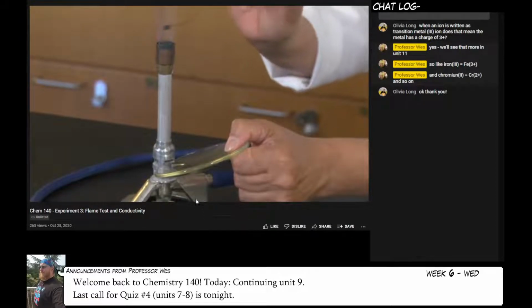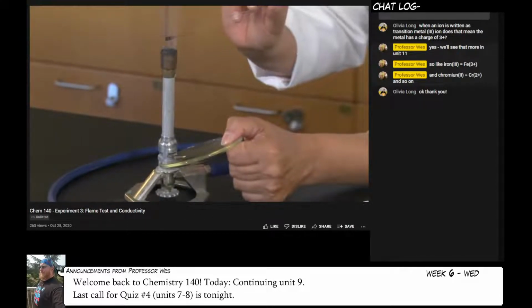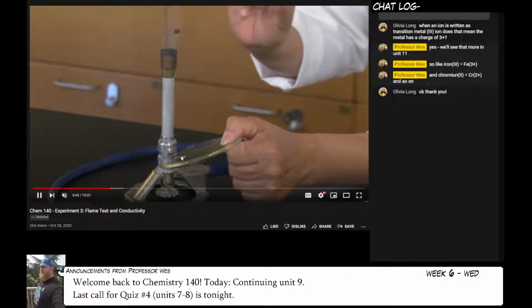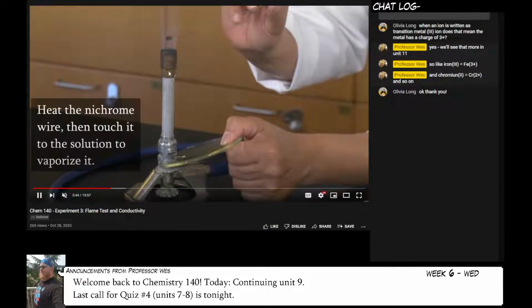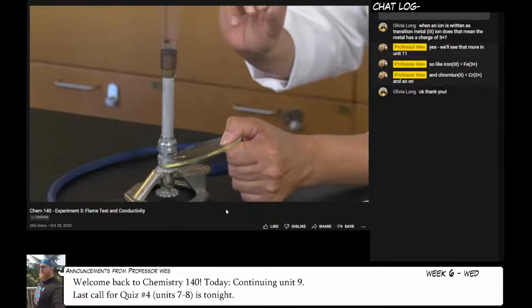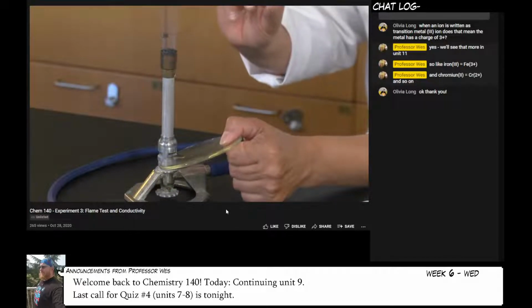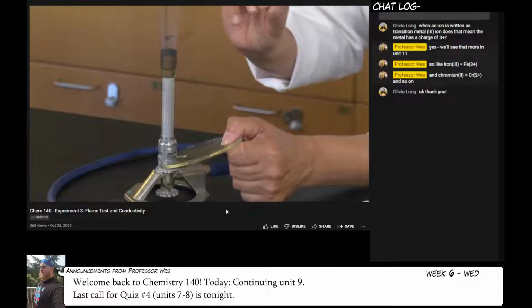And so when you heat this coil up, whatever is in this water will get vaporized, get sucked up into the flame. And then you'll see it in the flame when it burns. And every element has a characteristic color that is going to show.